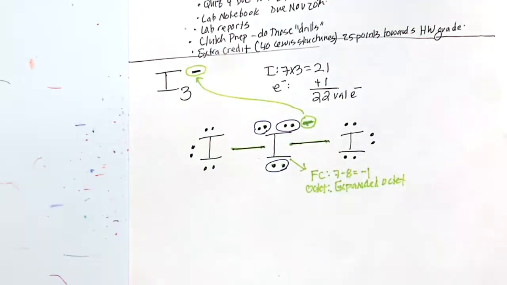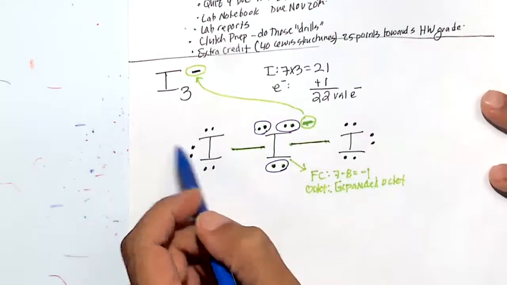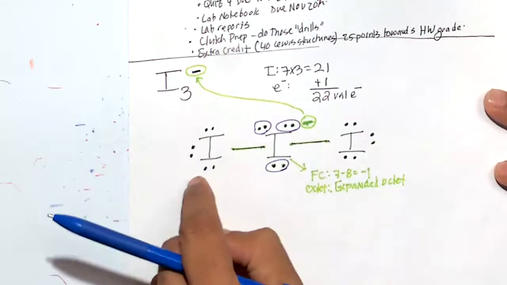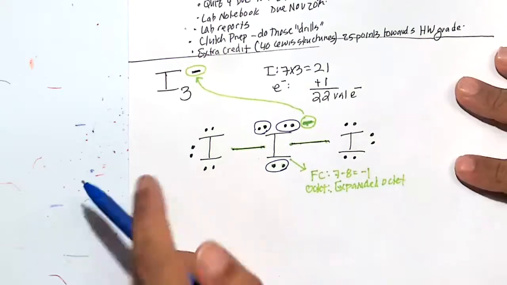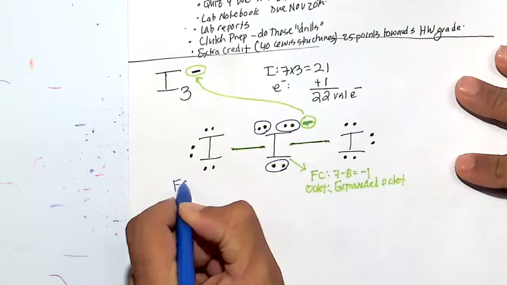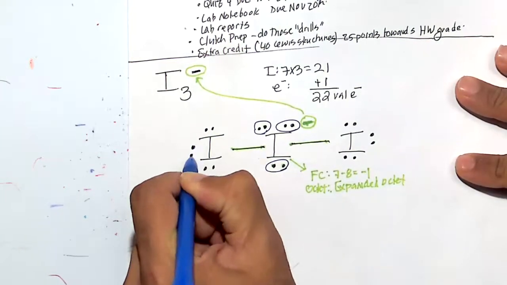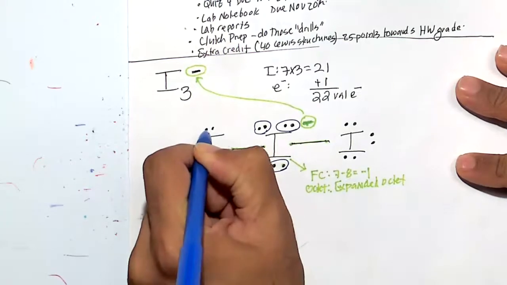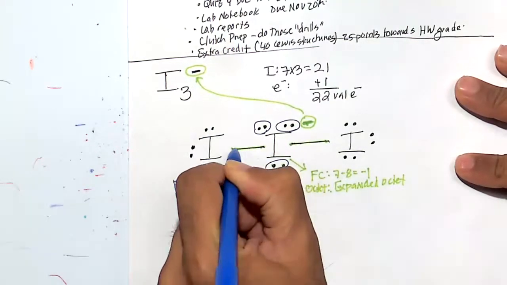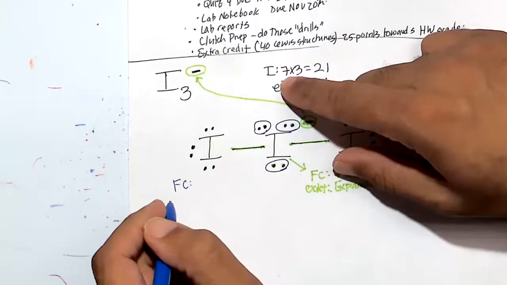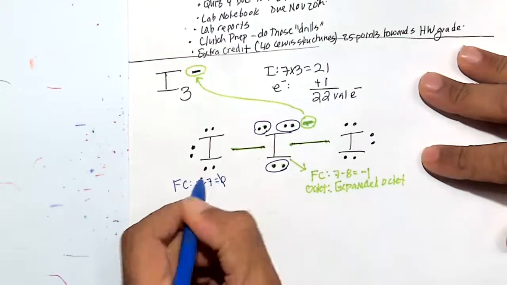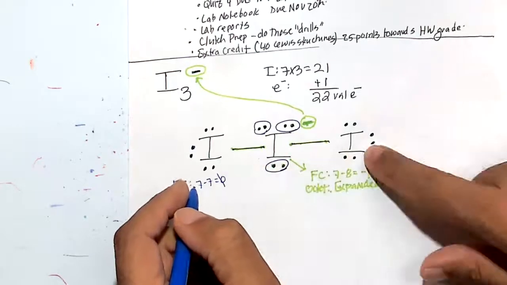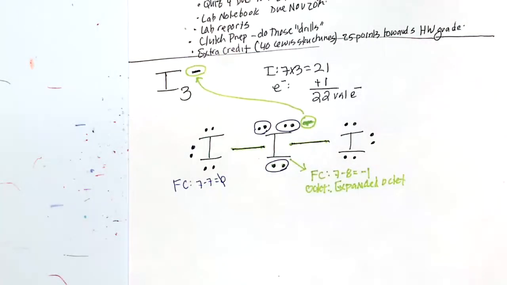All right, let's do the formal charge in blue for this iodine here. Realizing it's the same as that one, I'm only going to do it once. Ready? Formal charge on this guy: 1, 2, 3, 4, 5, 6, 7. What is iodine happy at? 7. What's 7 minus 7? 0.